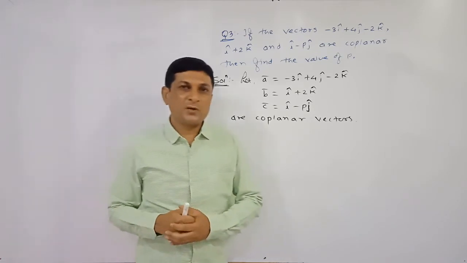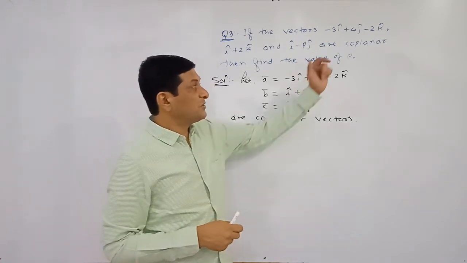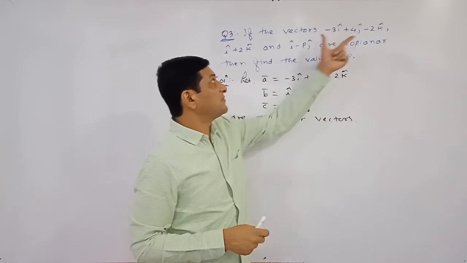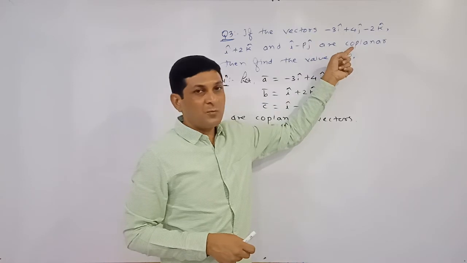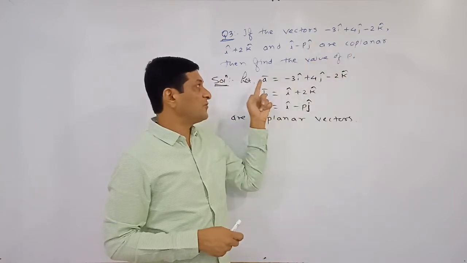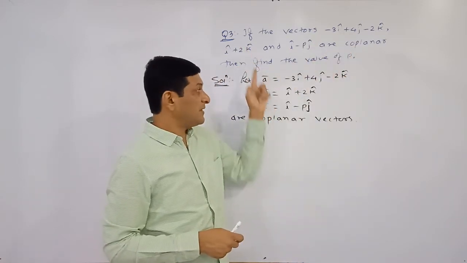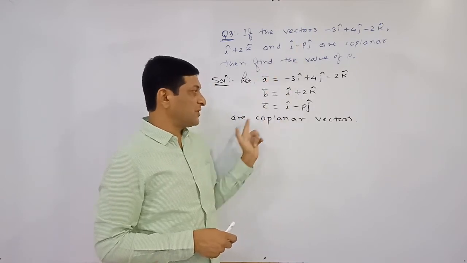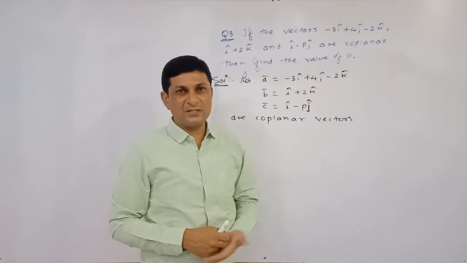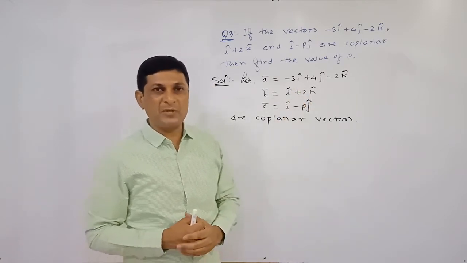So well, now see the question number 3. In question number 3 also 3 vectors are given to us. First, second and third vector. And these 3 vectors are what? Coplanar. So let us denote first vector by A bar, the second vector by B bar and third vector by C bar. It is given to us that these 3 vectors are coplanar vectors. Just simply we have denoted them by A bar, B bar, C bar.